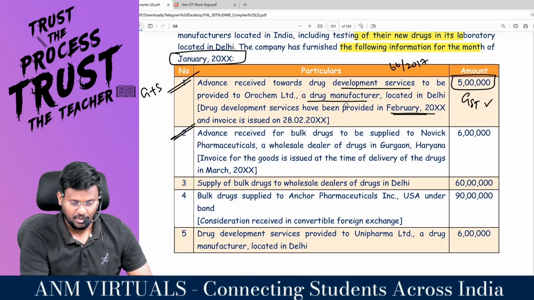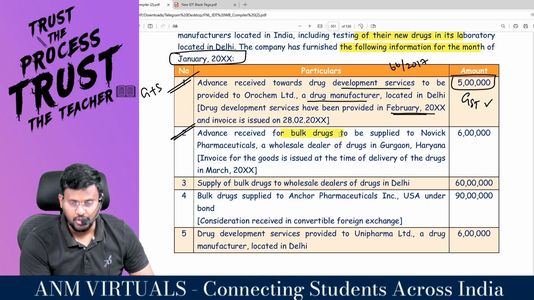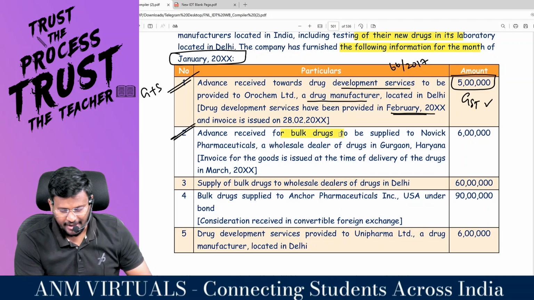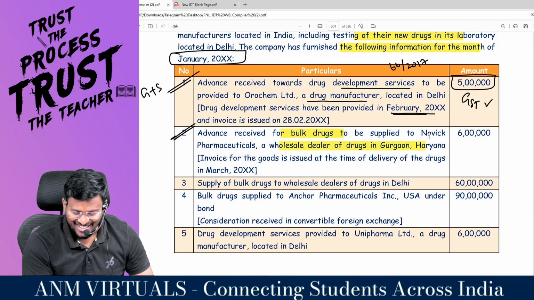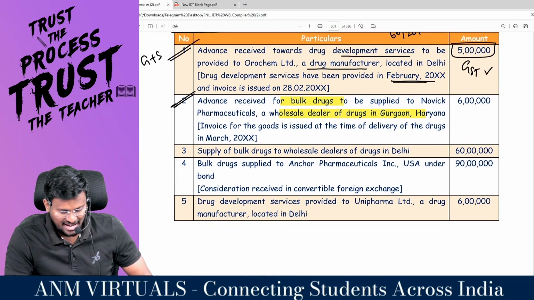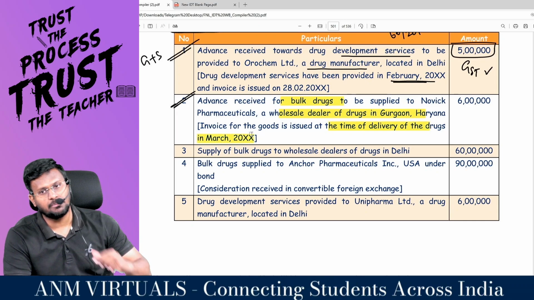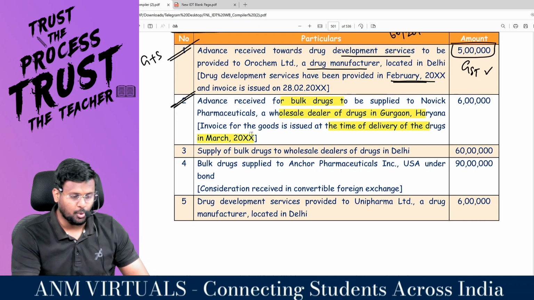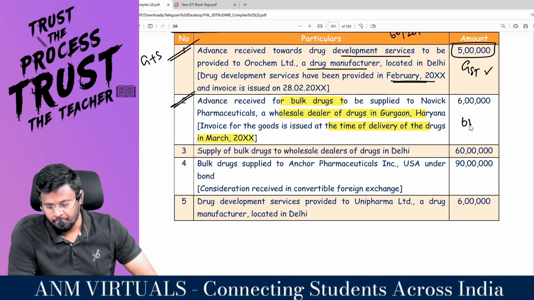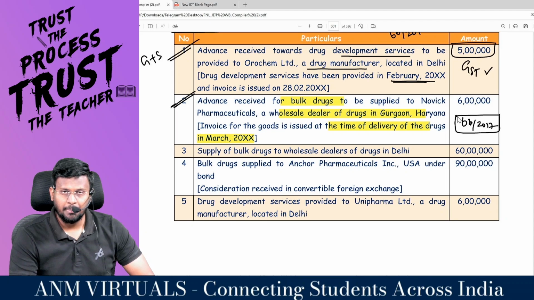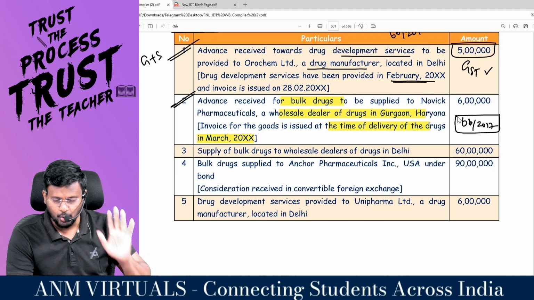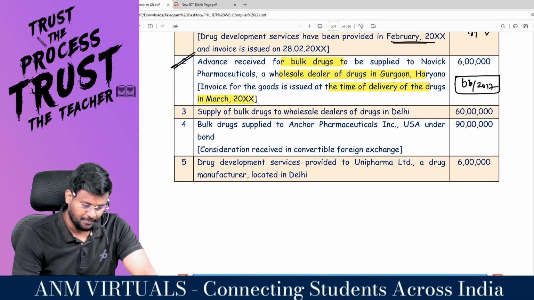Goods or services? Goods. For goods, the notification will be applicable. To be supplied to Novik NP, leave it, a wholesale dealer of drugs in Gurugram, Haryana. Invoice for the goods is issued at the time of delivery of goods, that is in March. So goods have been provided only in March. So because of notification number 66/2017, no need to pay the tax now. You are supposed to pay the tax at the time of invoice.